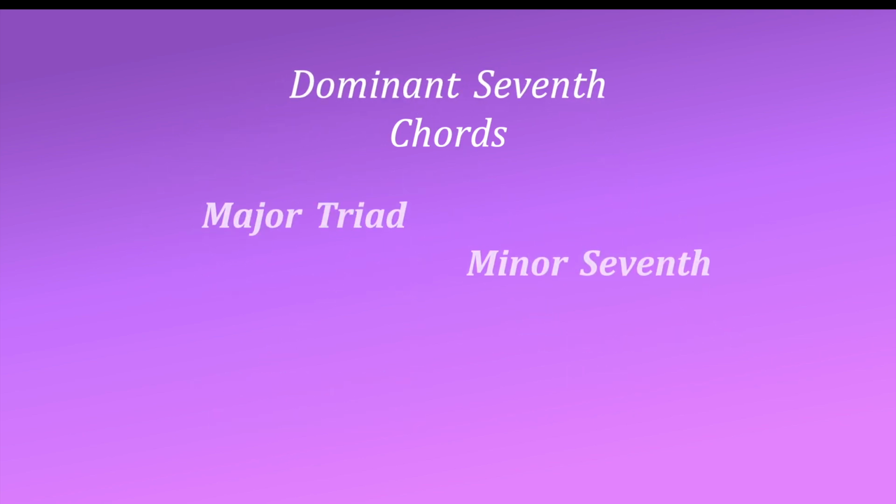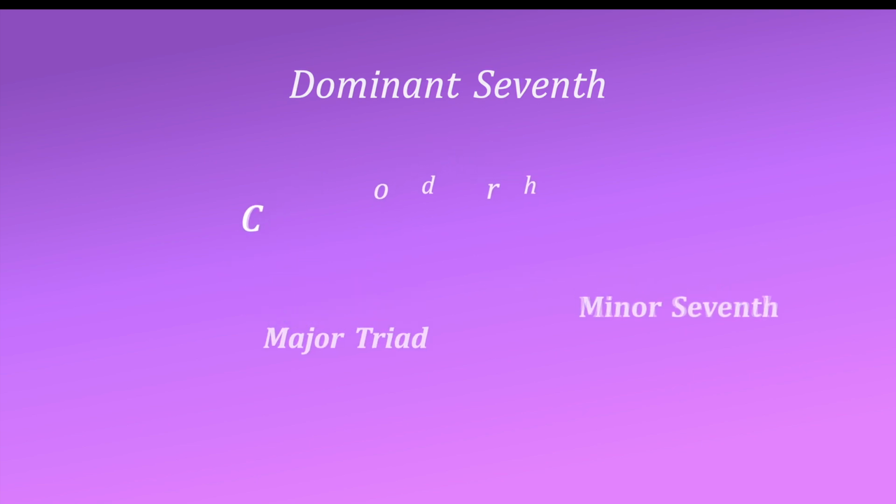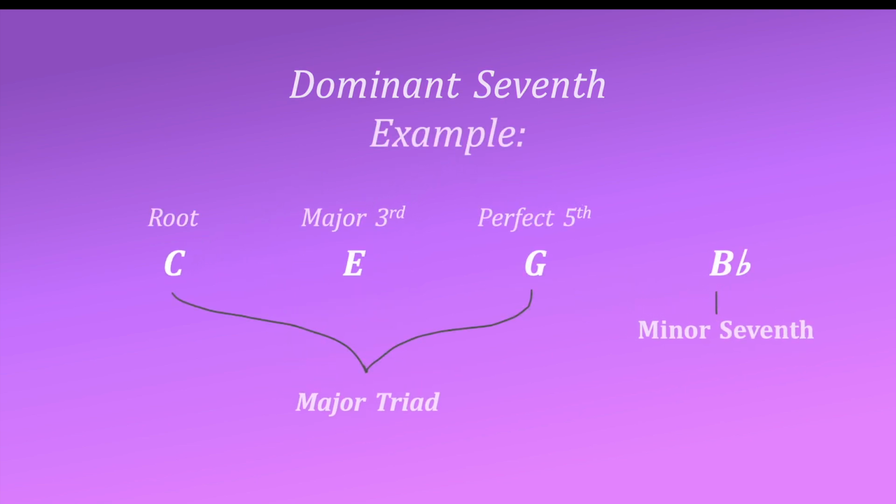To create a dominant seventh chord, use a major triad and add a minor seventh. A minor seventh is the seventh note of a minor scale. An example of a dominant seventh is the C dominant seventh, which is C, G, E, and B flat, which is the last note of C minor. It sounds like this. The dominant seventh is the dominant of the scale, the 5th degree, resolving strongly to the tonic/first chord.